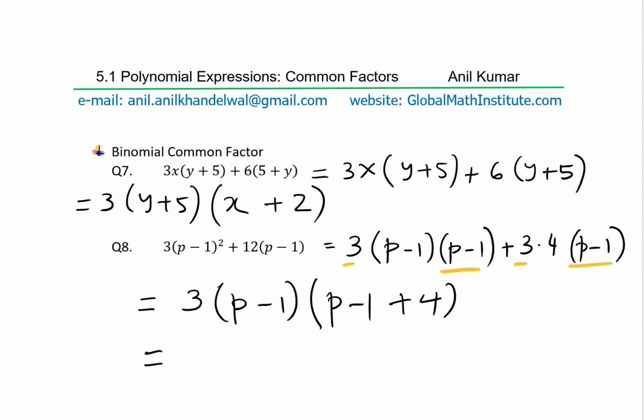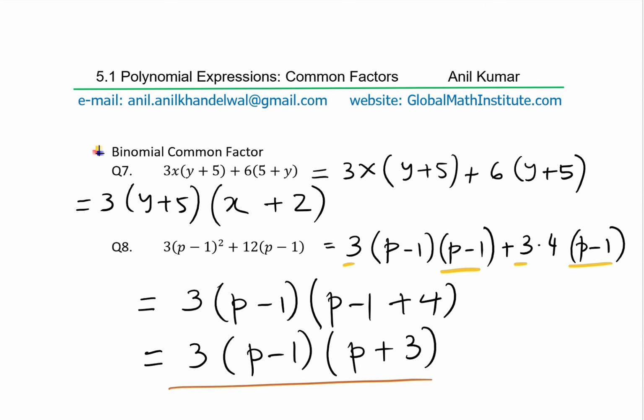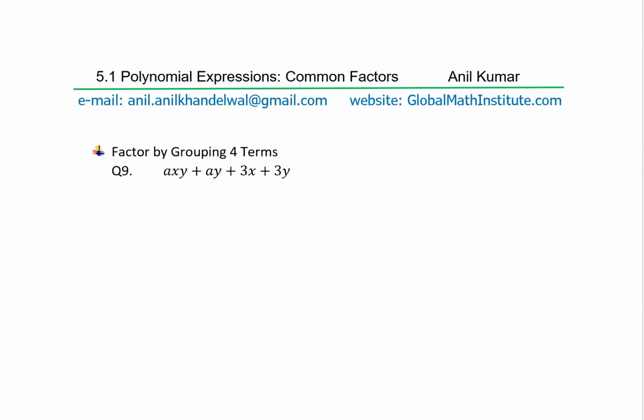We now need to combine this to simplify and write the final result. So 4 minus 1 is 3 plus... okay, so that becomes your solution. Does it make sense to you? So sometimes, even after factoring, you may have to simplify and write down your answers. Let's move on and take question number 9, which is factor by grouping. This time we have 4 terms.